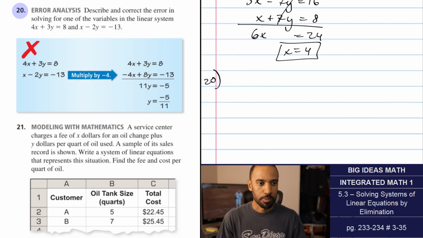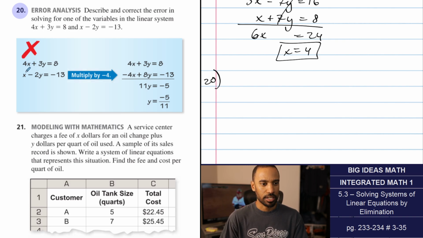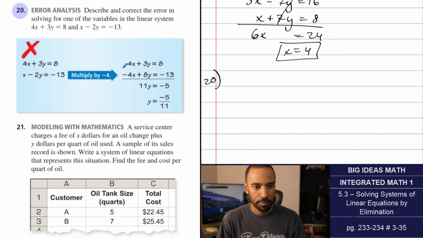We have the equations 4x plus 3y equals 8 and x minus 2y equals negative 13. They decided to multiply by negative 4. I agree, I would do that as well. It just takes one equation to manipulate. See, this is a common thing that people do, so I'm glad they caught it. Negative 13 never got multiplied by negative 4 here.